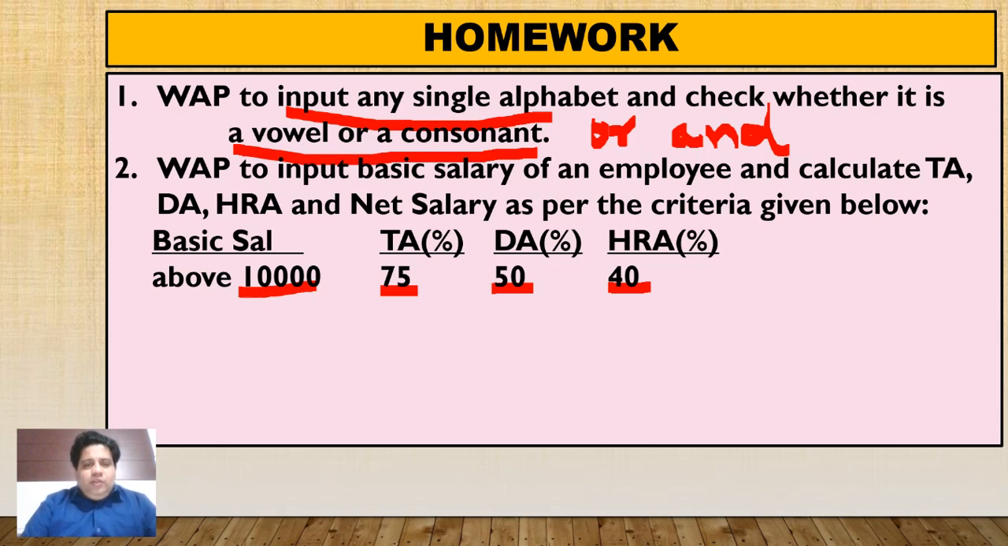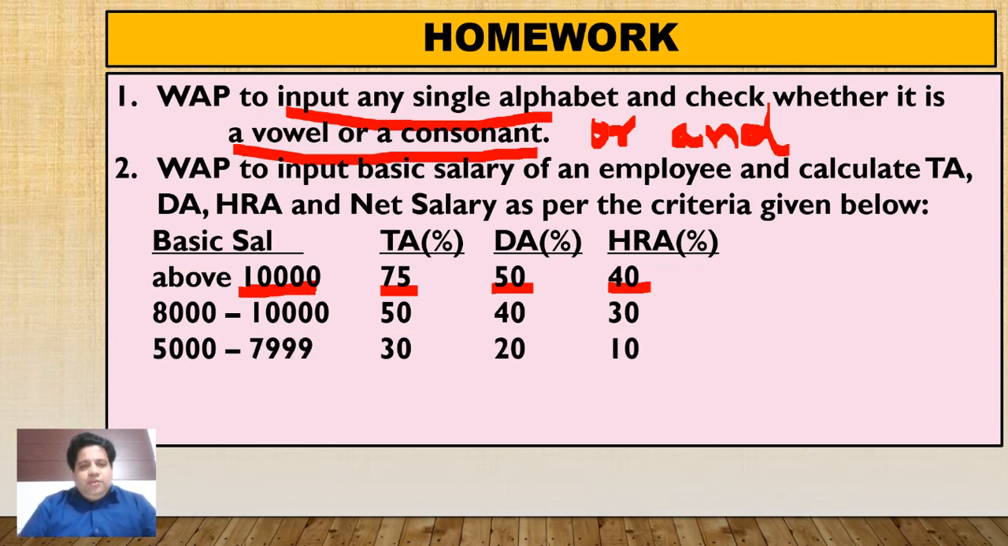You have to calculate TA as 75% of basic if basic is above 10,000, DA 50% and HRA 40%. Similarly, if it is between 8,000 and 9,999, it means 8,000 or more and less than 10,000, then 50, 40, 30%. If it is 5,000 to 7,999, then 30, 20, 10.